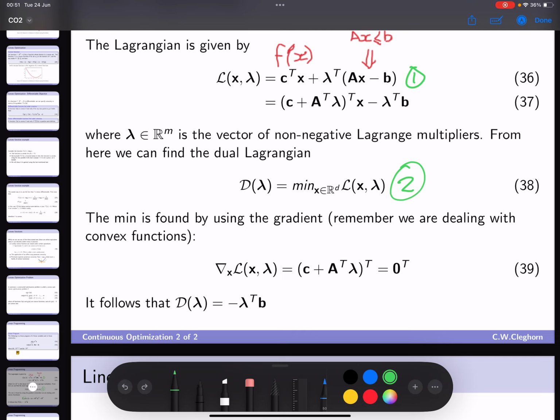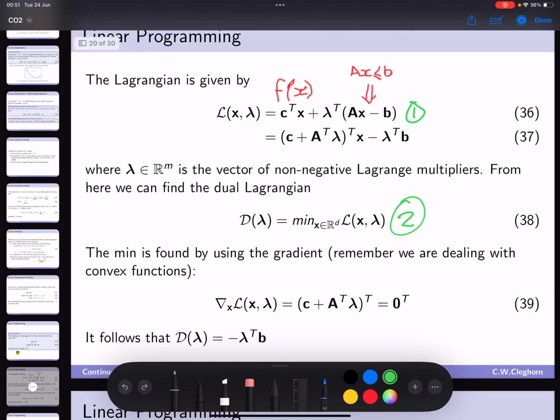So the minimum is found by using the gradient. Remember, we're dealing with a convex function in this case. Again, not all of them have to be convex functions, but because we are, you can just differentiate with respect to x, and you get something quite well behaved out of this. So we differentiate this Lagrangian with respect to x, and that term just falls away. The term on the right-hand side has no terms of x, so that falls away too. What we're left with is c plus A transpose lambda is equal to 0. That gives us a constraint. There's no variable of x anywhere, so there's nothing to optimize here.